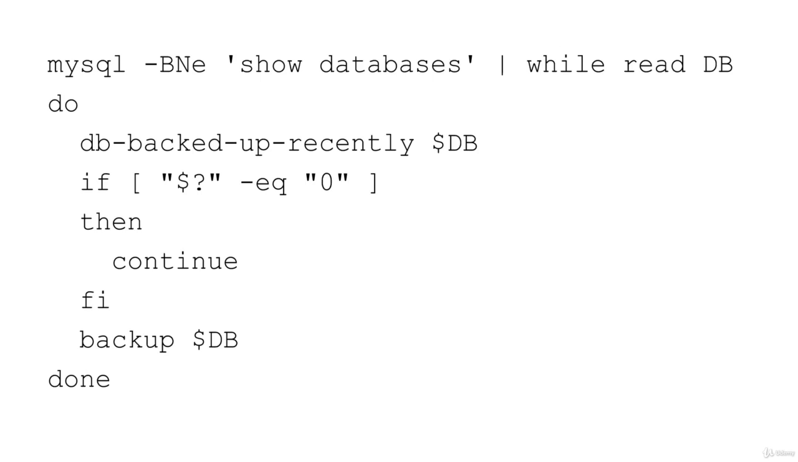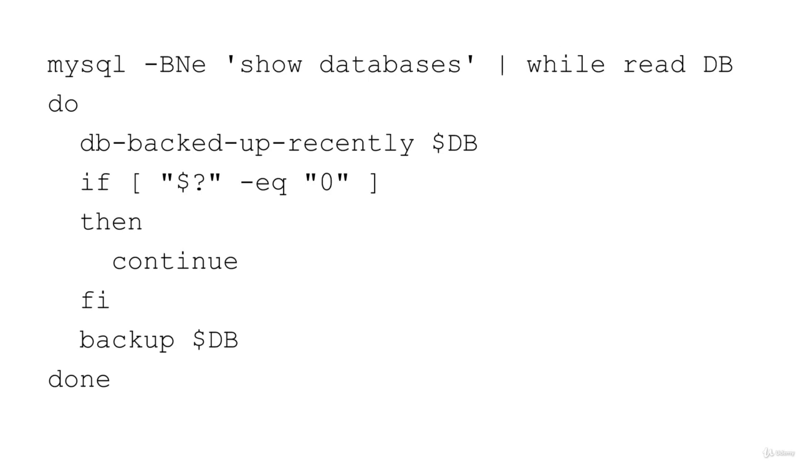First, we check to see if the database has been backed up recently. This is a command that I made up. Perhaps it could be a call to another script. In this contrived example, the db backup recently script returns 0 if the database passed to it has been backed up in the last 24 hours. Otherwise, it returns a 1. We use an if statement to examine the return code of that script.